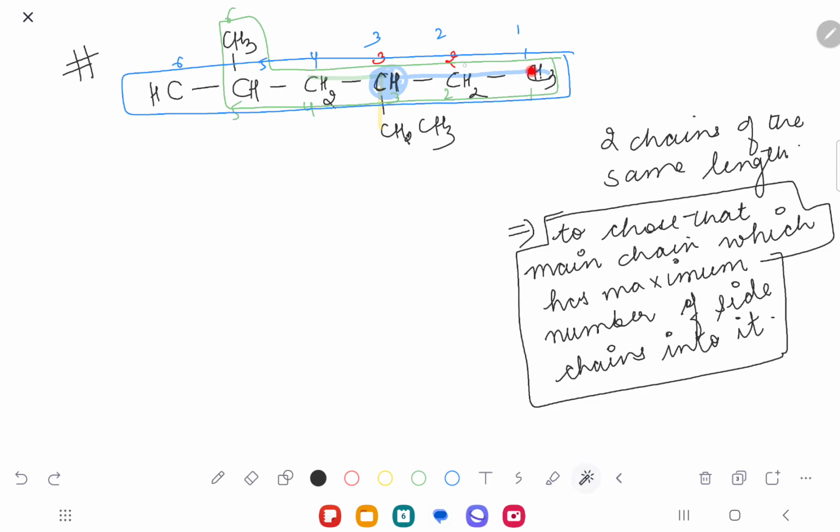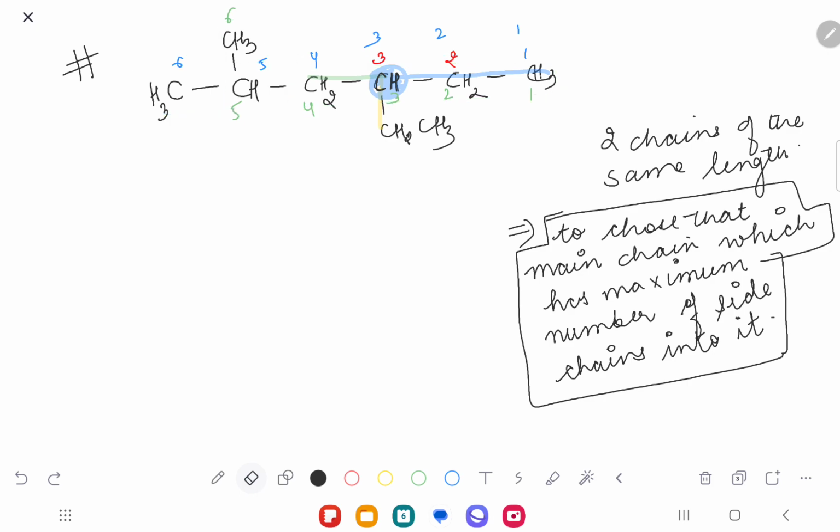So for example, when you have 1, 2, 3, 4, 5, 6, if I choose the blue chain, I have two side chains out of it. And if I choose the green chain, then I also have two side chains out of it. So then I can choose any chain, and I'll prefer the straight chain. I hope you're understanding how I think about which chain to count as the main chain. So in this case, we can pick blue or green. They're equally capable of being counted as a main chain. So this would be my main chain.